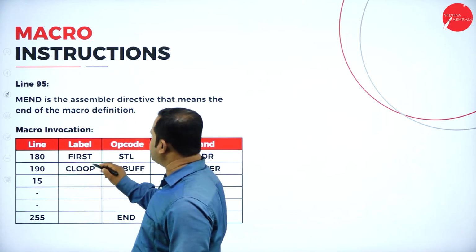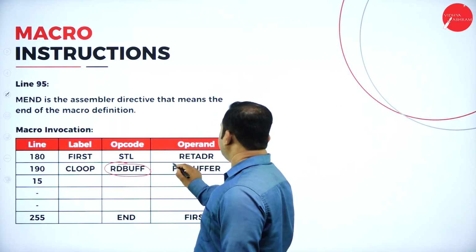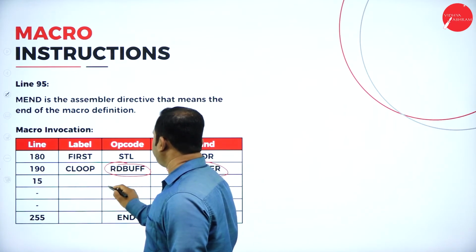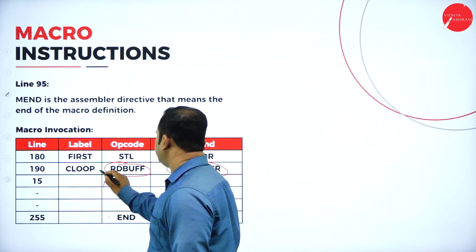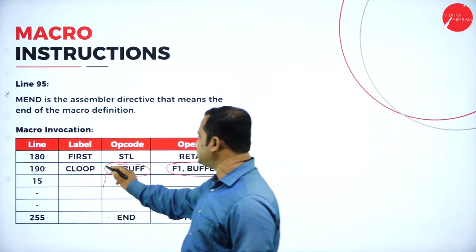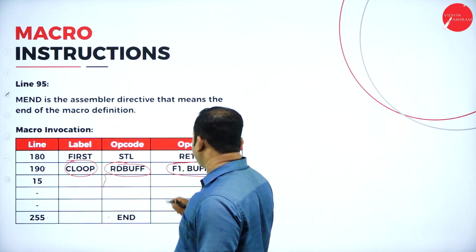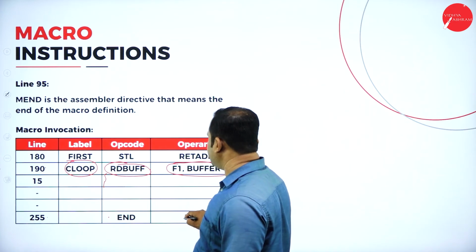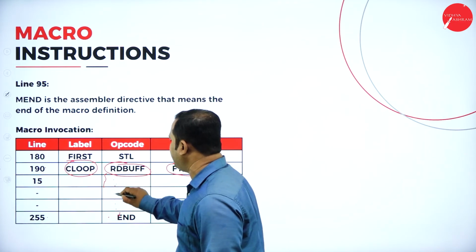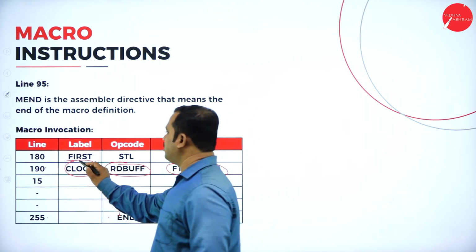This is macro invocation. We have the read buffer here, opcode. We have F1 and buffer. This is the operand. Now we have a set of statements here, varying from here to 190 to 255. The entire thing is considered here. This is a loop, that means a looping statement. This needs to be executed from here. This ends at first here and this has to be executed one by one and goes back and repeatedly does the task of execution. So if that is the case, what is the meaning of this loop?